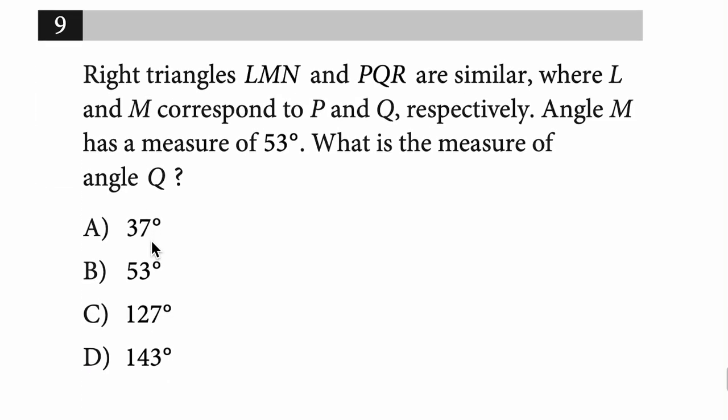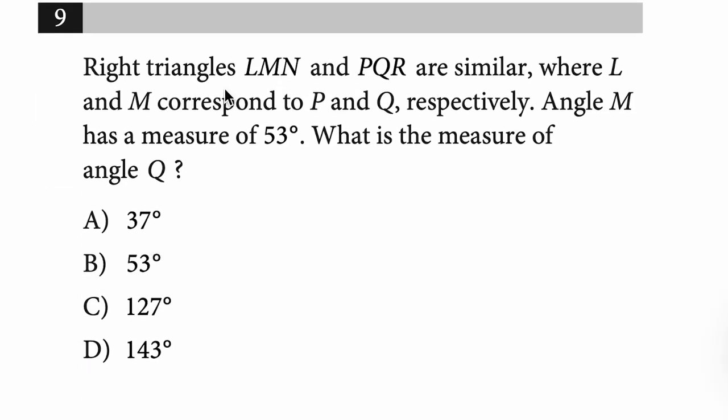Let's come to question number 9. Right triangles LMN and PQR are similar. See, when the triangles are similar, then sequence is very important. So if the question says LMN and PQR are similar, that means first letter, angle L, is equal to angle P, M is equal to Q, and N is equal to R, right? That is obvious because sequence is very important.